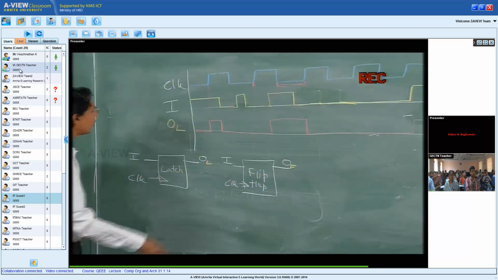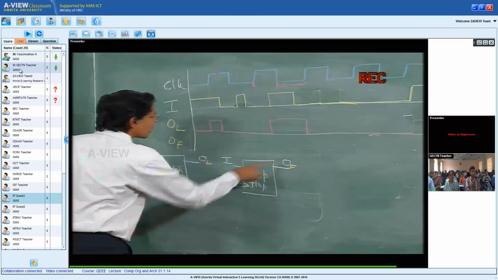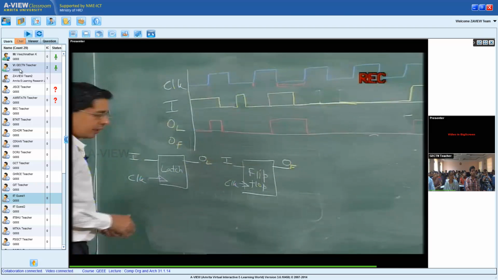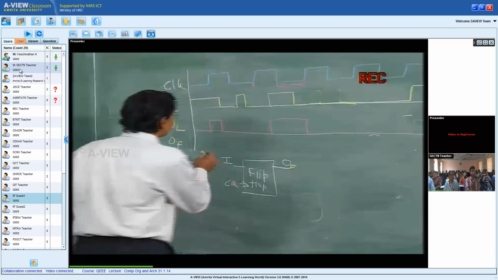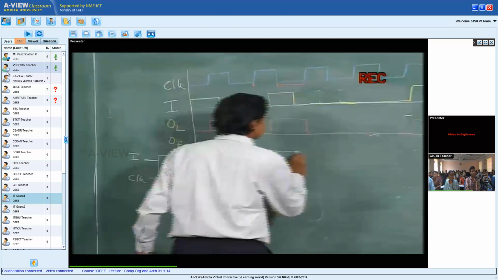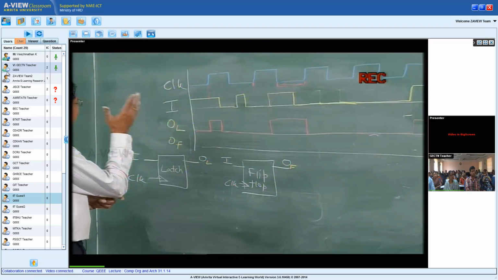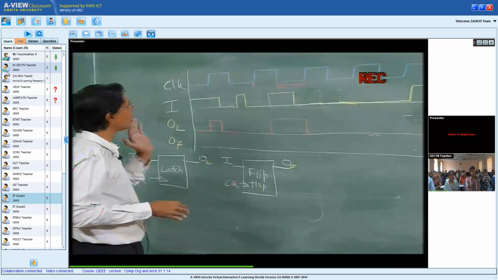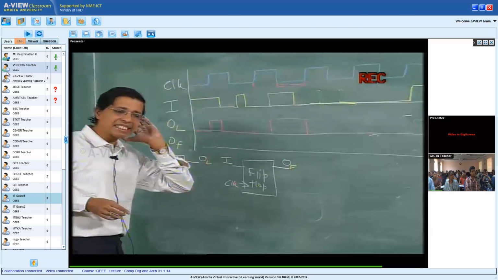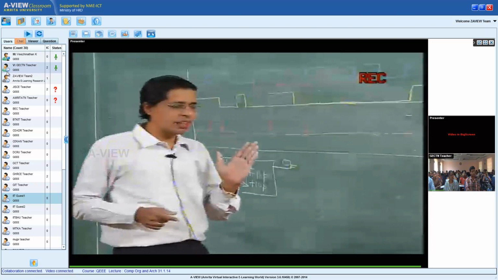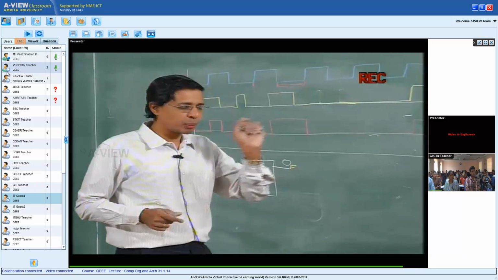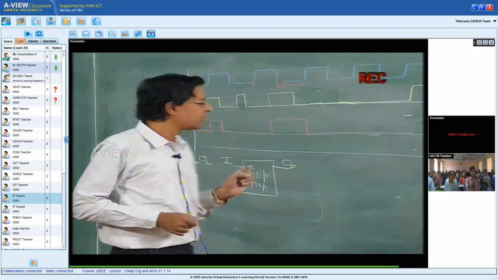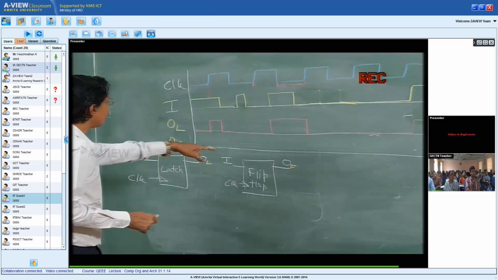But in the case of a flip-flop, let me just draw the output. In the case of a flip-flop, it depends upon what was the value when the clock was going from 0 to 1. We called it edge triggered. So what was the value of the input when the clock went from 0 to 1, and that is basically used for determining the value of the flip-flop.